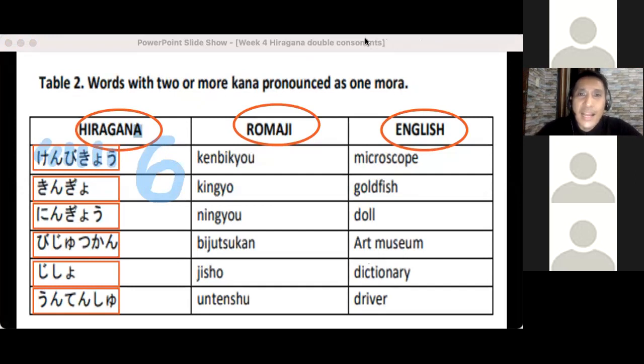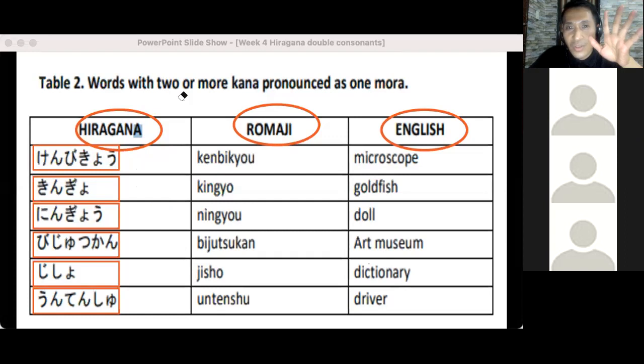But how many sounds does it have when we listen to it? Let's see how many sounds it has. Okay? Let's try the sounds. Ke. So 2 sounds, right? So 2 mora. Bi, 3 mora. Kyo, how many sounds? 1. U, how many sounds? So 5. So in short, the word kengbikyo has 5 mora, but it has 6 kana.